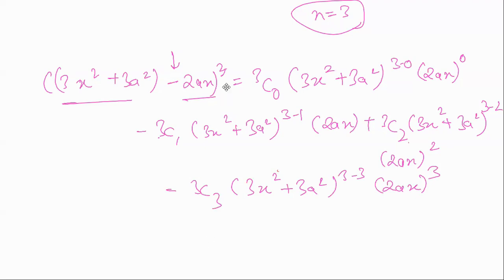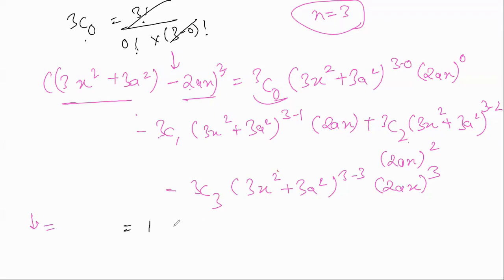Now what we have to do? Let's solve it further. This is the left hand side, so I'm not writing the left hand side. Now 3C0. How will you open the factorial? That is very, very important. 3C0 is 3 factorial divided by 0 factorial multiplied by (3 minus 0) factorial. 3 minus 0 is 3, so that in the numerator and denominator cancel out. 1 over 0 factorial, and 0 factorial is 1, so 1 over 1 is 1. So 1 multiplied by this raised to the power 3 minus 0. So I'm writing it as (3x² + 3a²)³, and something raised to the power 0 is 1 only.